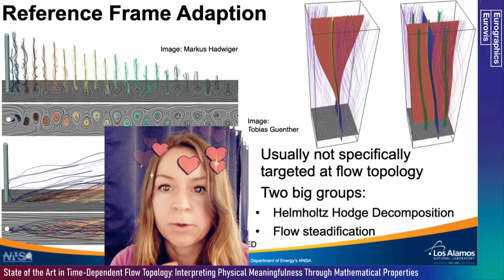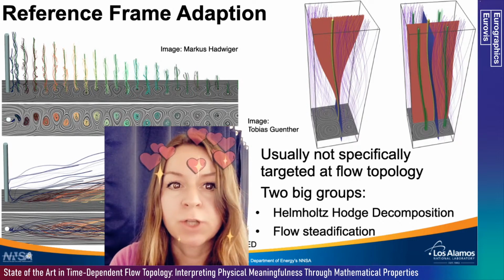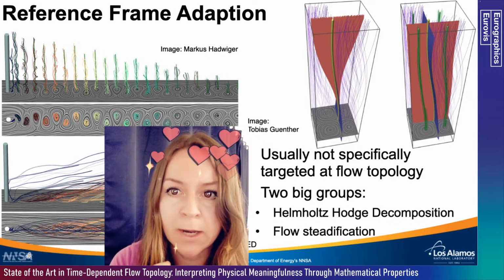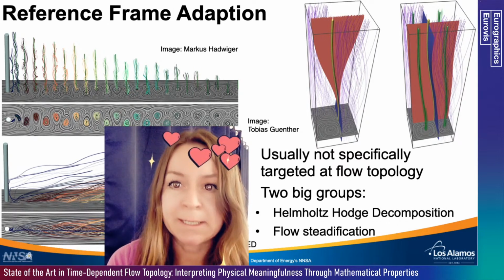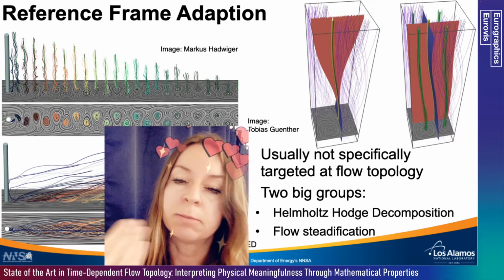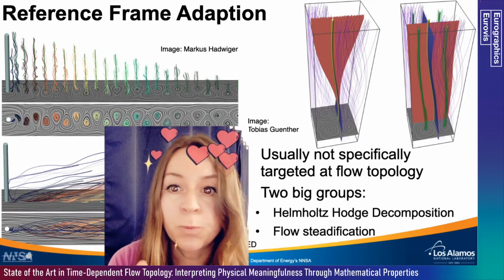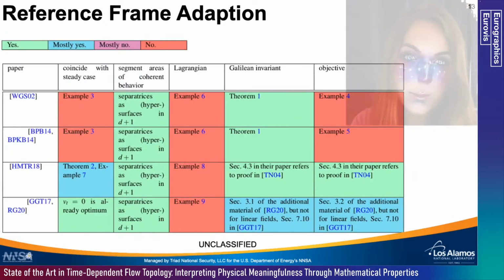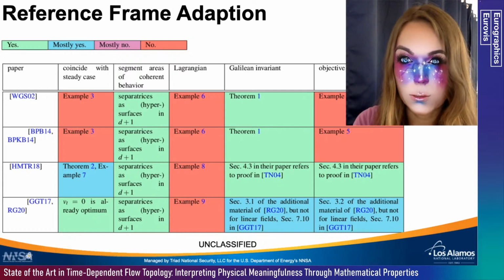The next group of approaches are the reference frame adaptation techniques. Those are usually not specifically made to generalize flow topology, but the problems that the flow topology encounters are actually typical for other areas of flow visualization too, and so they can be applied there as well. So what we did for the evaluation was pretty much apply the technique and apply the topology on top of that and see if the result satisfies the properties. We found two big groups in here too. One uses the Helmholtz-Hodge decomposition and the other one uses flow stratification. And we can see that these methods have become more successful in satisfying the properties over time, but what they all have in common is that they lack Lagrangianness.